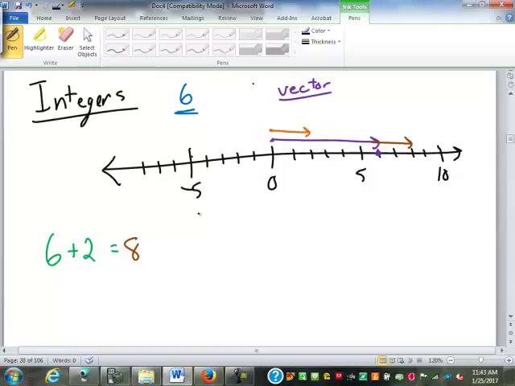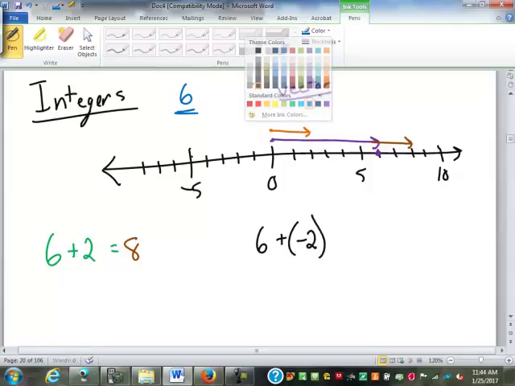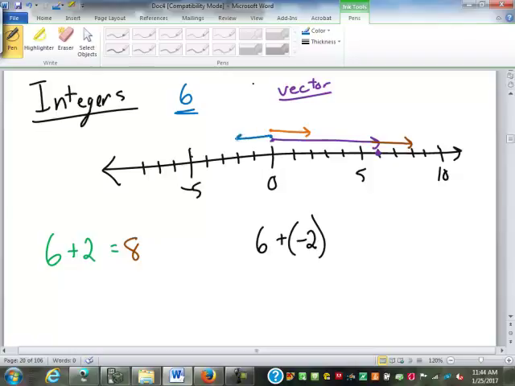What if we have, instead of 6 plus 2, 6 plus a -2? So now -2 is represented like that, starting at 0, going to -2. And if we combine that with our 6, we can see that those vectors work against each other. We end up at 4.